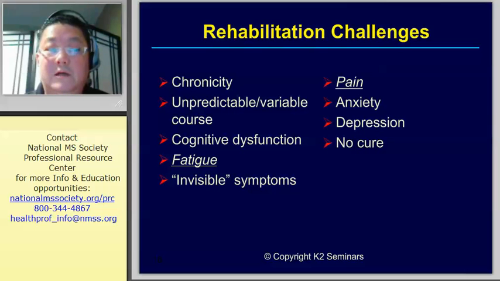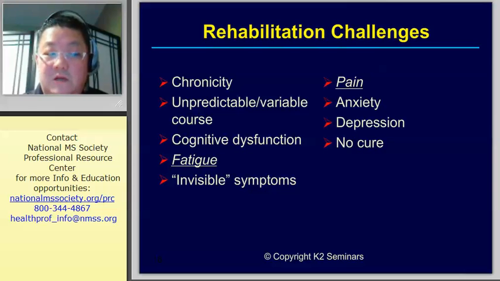And then empower the individual to take charge and get that squared away. In the rehab challenges, we're talking about the chronicity of the problem, so it doesn't really go away, so you're going to have to deal with that. You're not going to see changes instantly, you will see changes gradually. It's unpredictable, it's a variable course, so again, we don't know what actually causes the exacerbation of the MS, and hence it might be a trigger that might occur, who knows, right?